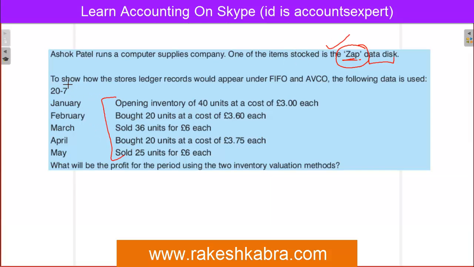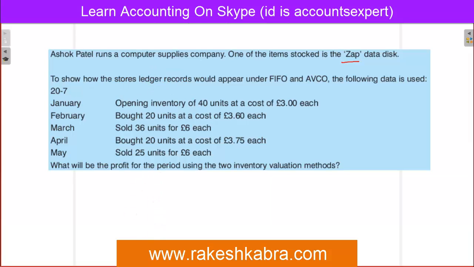To show how the store ledger record will appear under FIFO method and average costing method, the following data is used. This is the information of this product in the month of January, then February, March, April and May. Got it? This information is related to which product? This JAP product. And we are to prepare what? A store ledger record for this product.